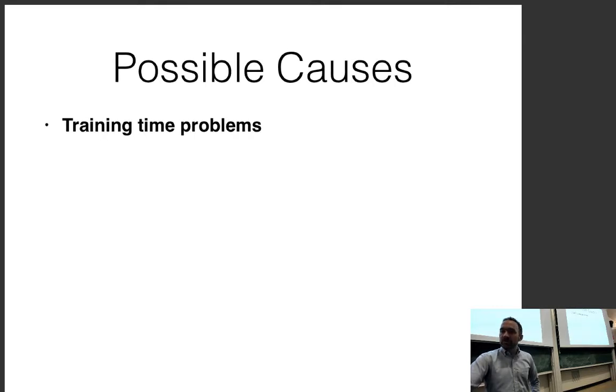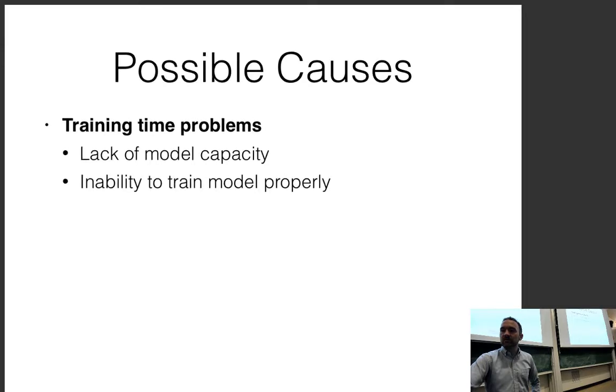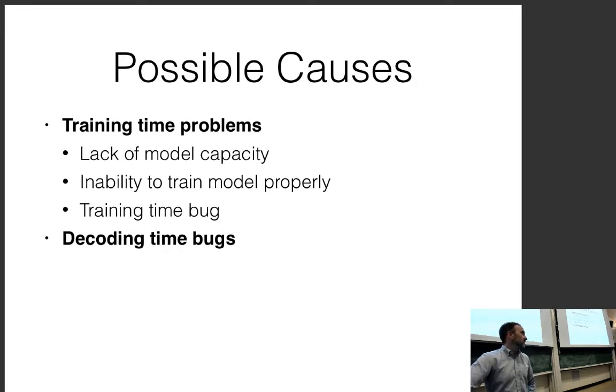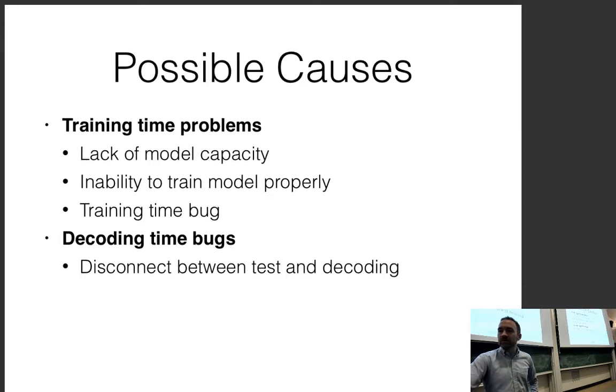We can separate these into several different types. The first type is training time problems. For example, we can have lack of model capacity, inability to train the model properly for various reasons, or a bug at training time where you're accidentally doing something that you didn't expect you were doing. We can also have test time bugs. This isn't quite as much of a problem for text classification, but it is a problem for things like structured prediction. We can have disconnects between training time and test time, or a failure of the search algorithm, etc.